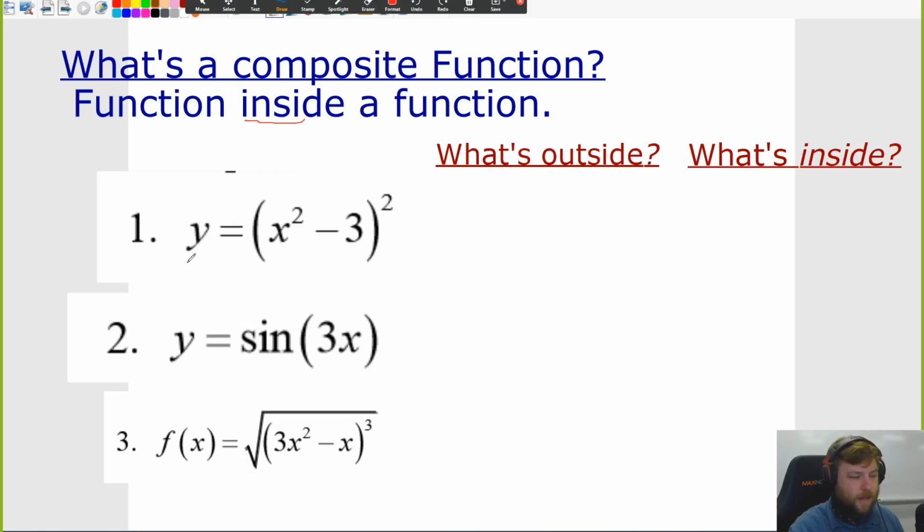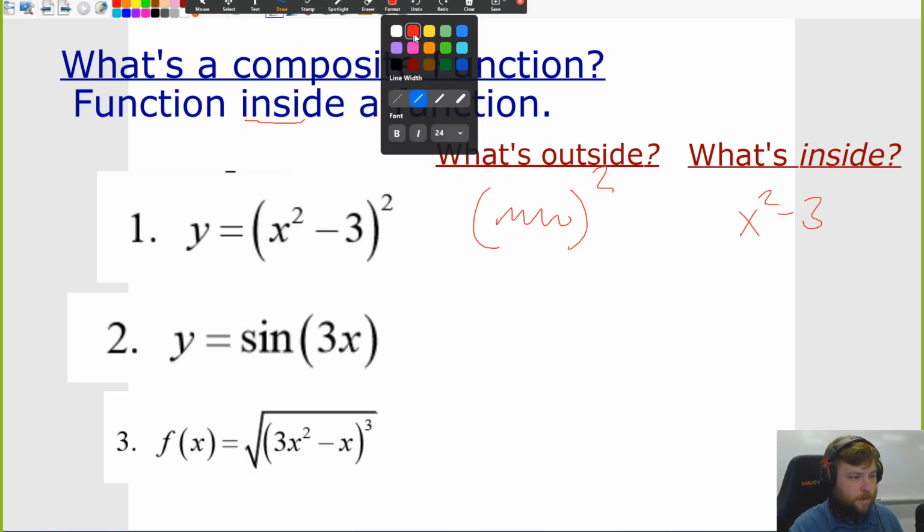So let's take, for example, number 1. I have the quantity x squared minus 3 to the second power. What would be on the outside would be something squared. So the way I'm going to write this is something squared. And what would be on the inside is whatever's in parentheses, x squared minus 3. I'm just doing this now for practice, just to identify these types of things.